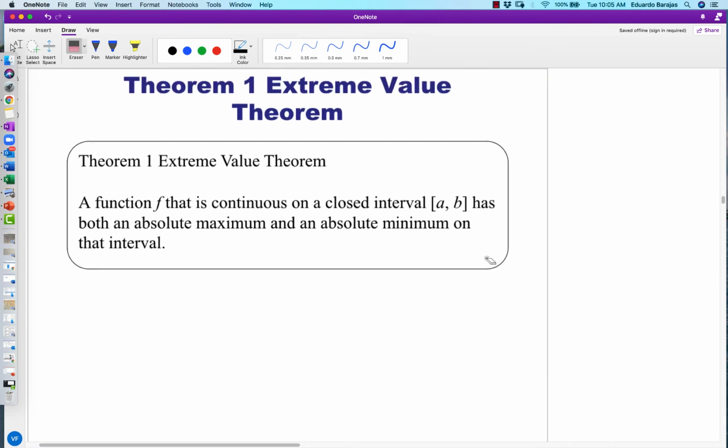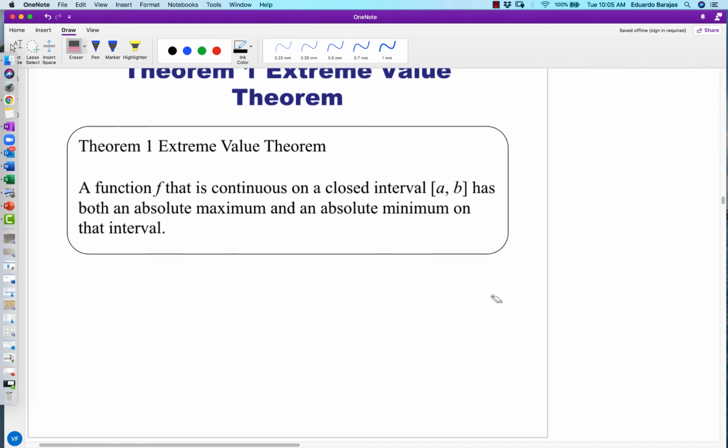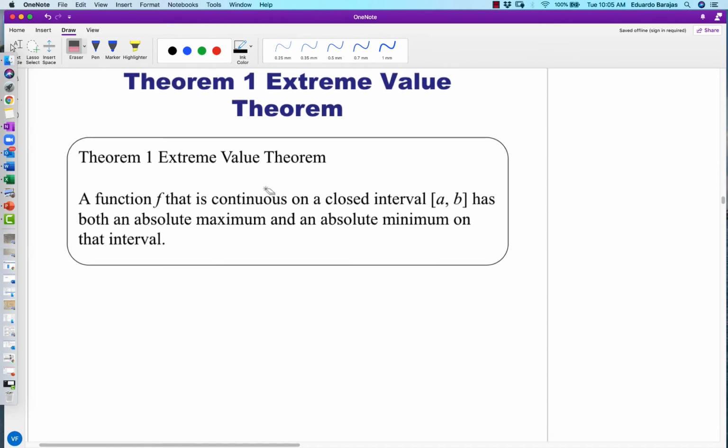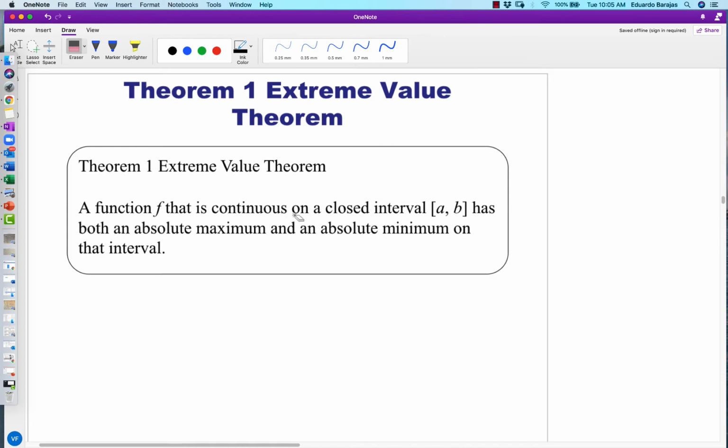Theorem 1, the extreme value theorem, says that a function f that is continuous on a closed interval from a to b has both an absolute maximum and an absolute minimum on that interval. Be careful with the definition. We're talking about functions that are continuous. That's really important because if it's not continuous, then weird things can occur.